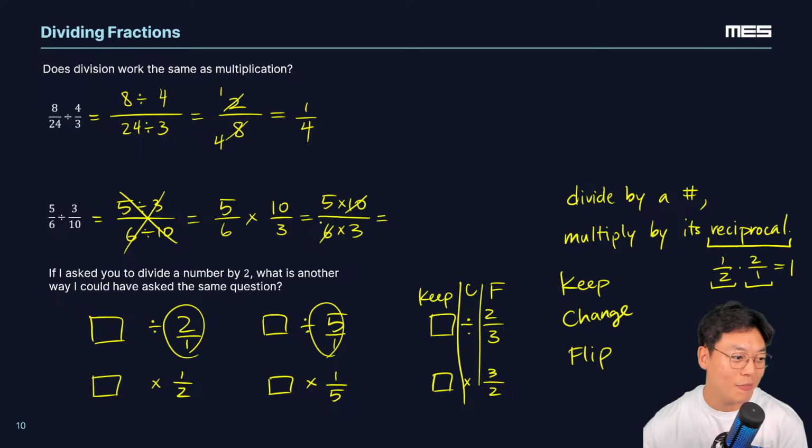Let's do this out. For those of you that are still working on it, let me take you through this step by step. 10 and 6 have a common factor of 2. So 10 divided by 2 is 5. 6 divided by 2 is 3. And now I have 5 times 5, which is 25, all over 3 times 3, which is 9.